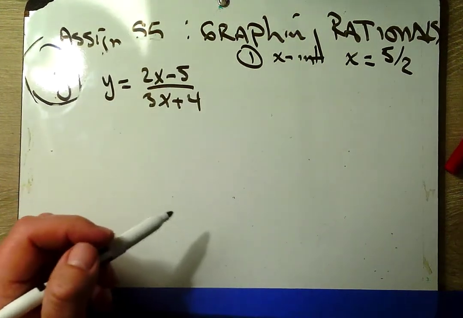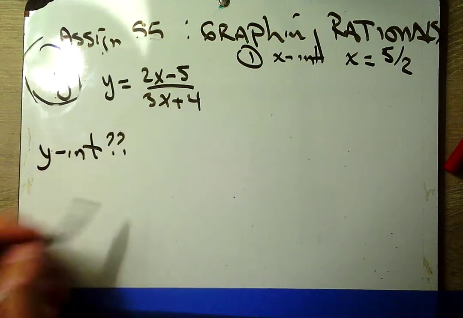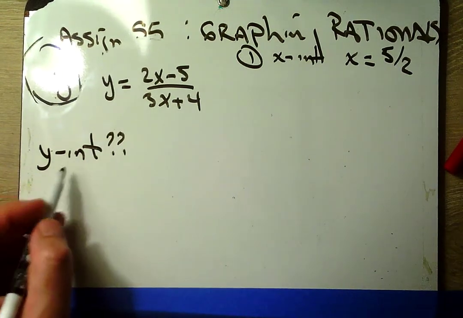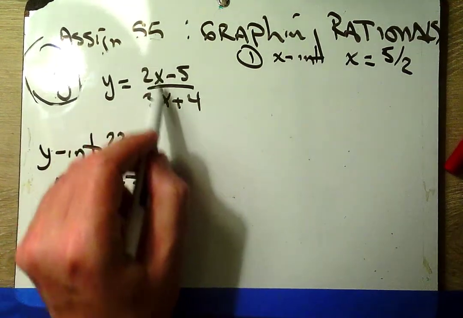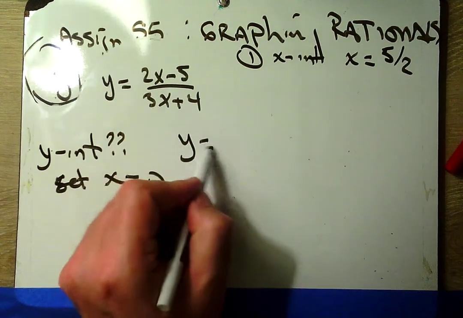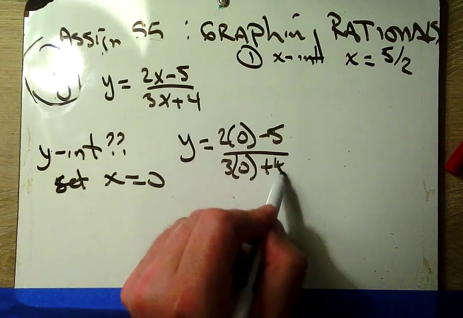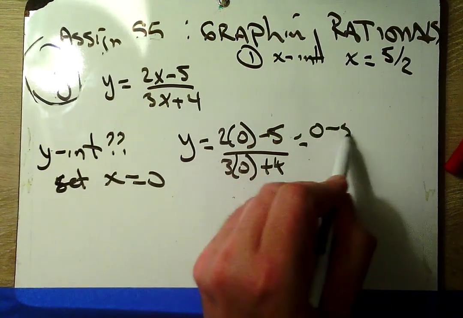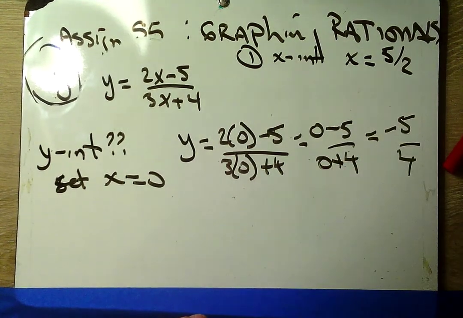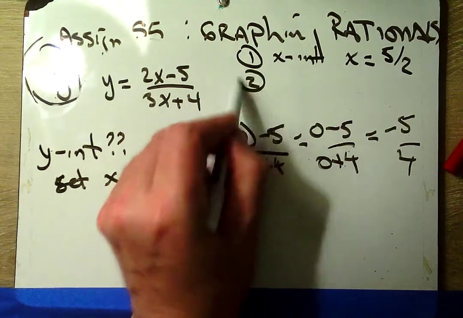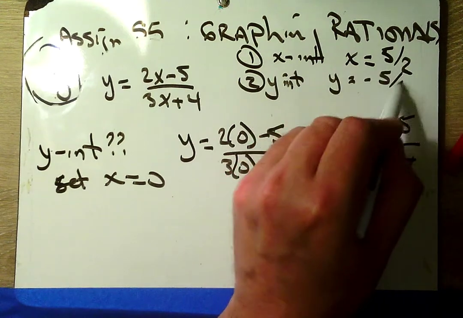So now what about the y-intercept? Well, to find a y-intercept since Algebra 1, we've been saying set x equal to 0. So if I put zeros in these places, I'm going to have y equals negative 5/4. So our y-intercept, y equals negative 5/4.